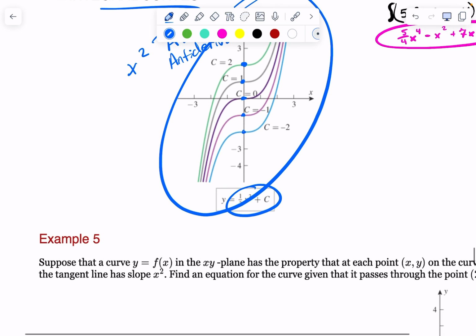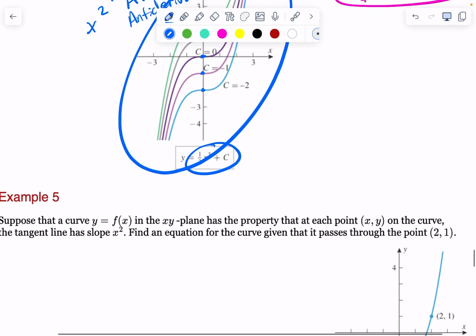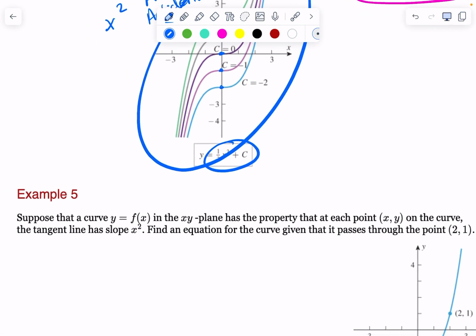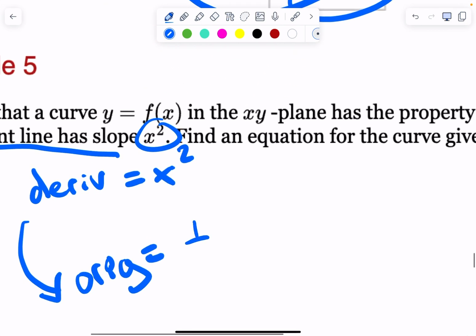All right, example 5. Example 5 and example 6 are a little bit weird in that they say, suppose that a curve in the xy plane has a certain property and has a slope of x squared. So the slope of the tangent line is x squared. That means the derivative equals x squared. If the derivative is x squared and I'm trying to get back to the original function, how do I go from derivative to original? Antiderivative. You take the antiderivative of x squared, which we know is 1/3 x cubed plus c, right?